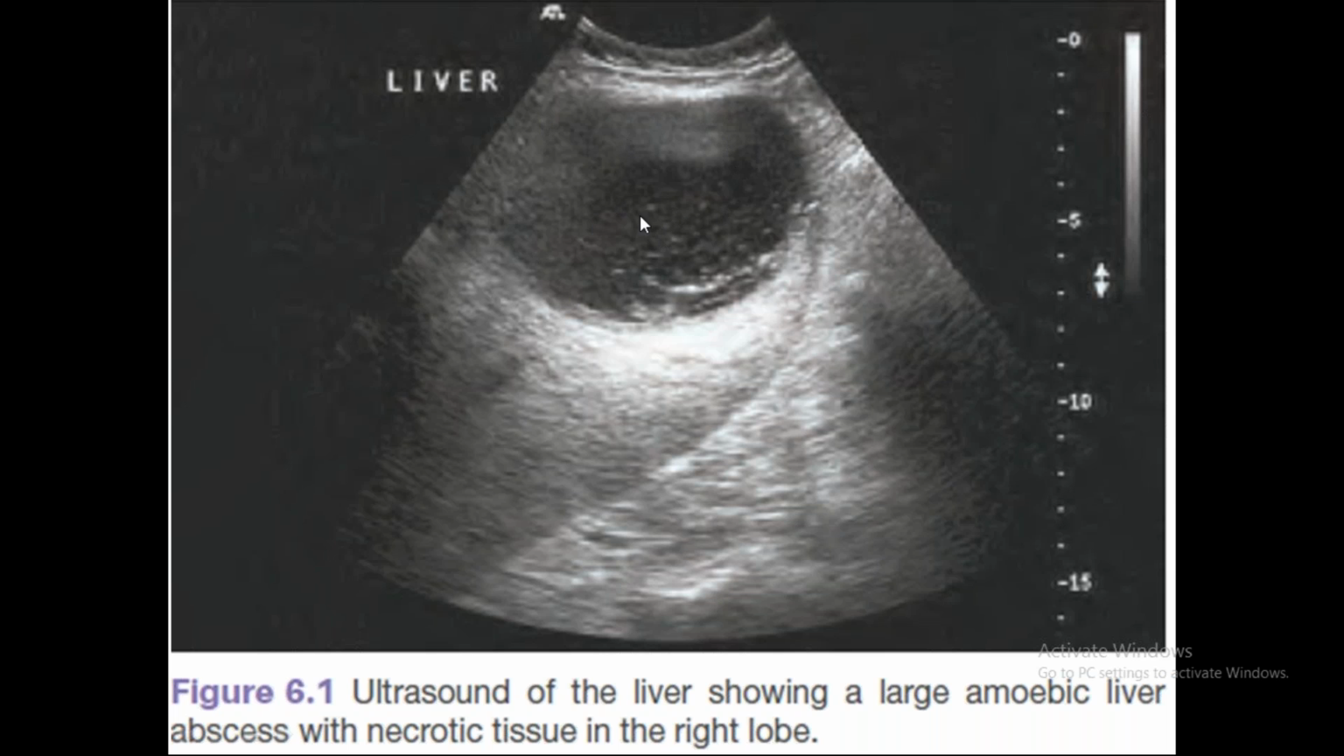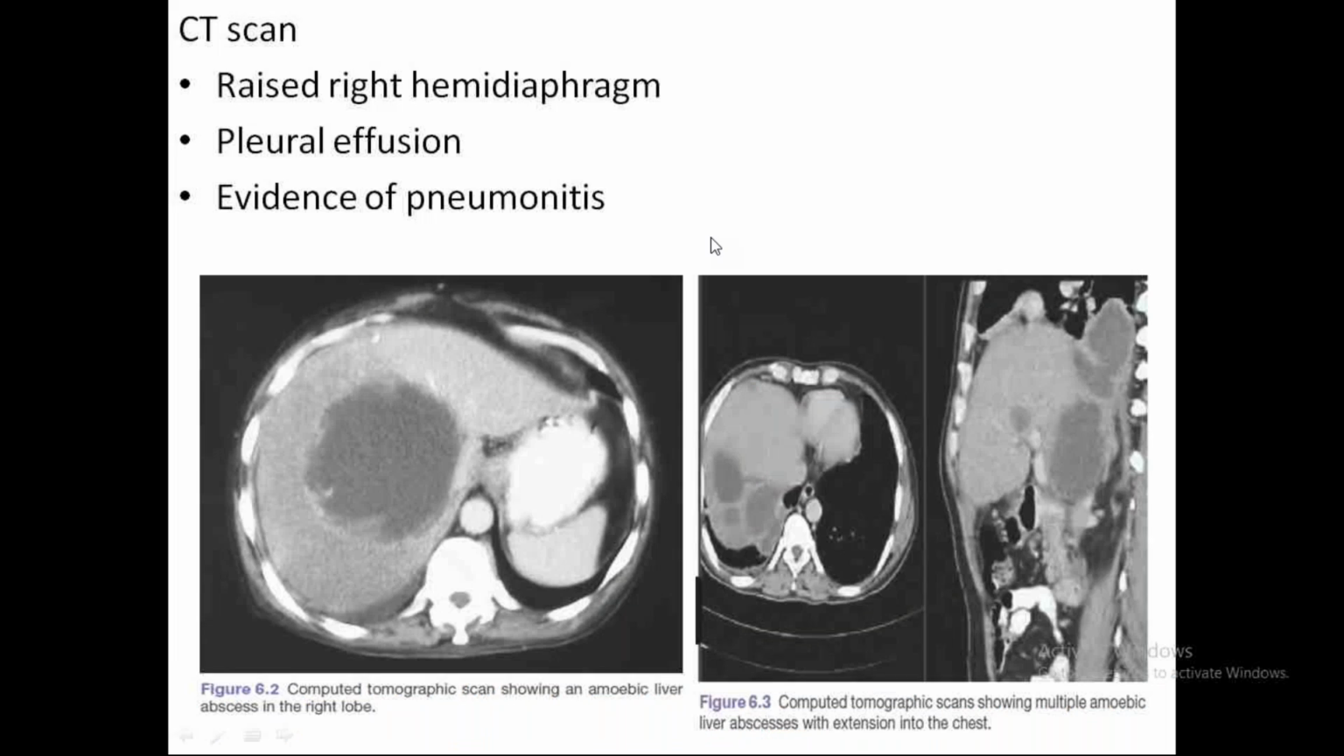Here is a large amoebic liver abscess with necrotic tissue and debris. This is a CT showing an amoebic abscess. Here, this is the extension also.